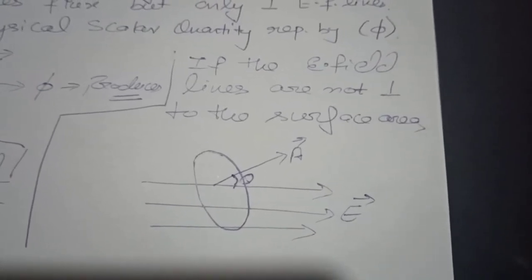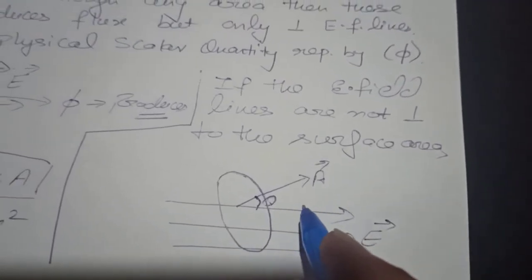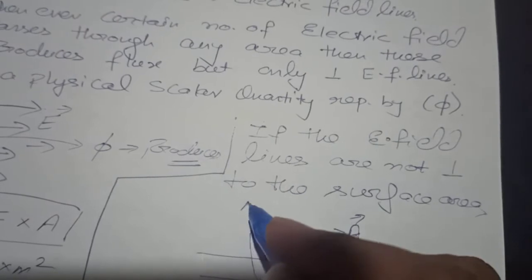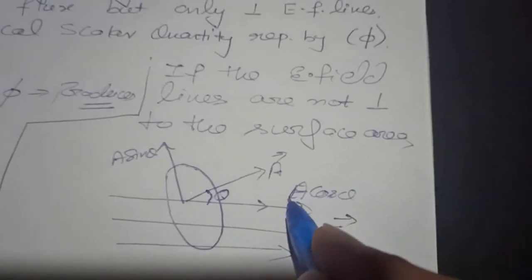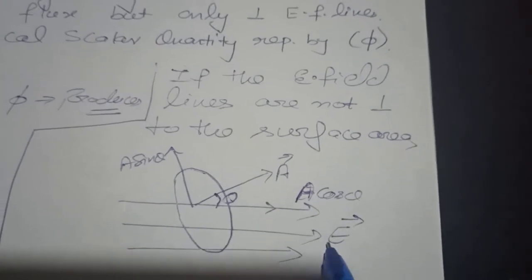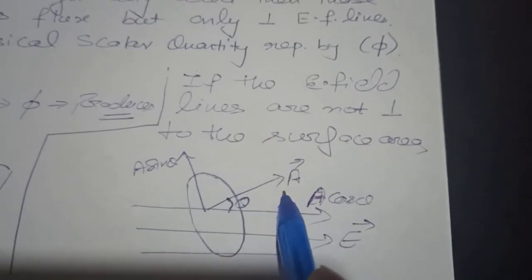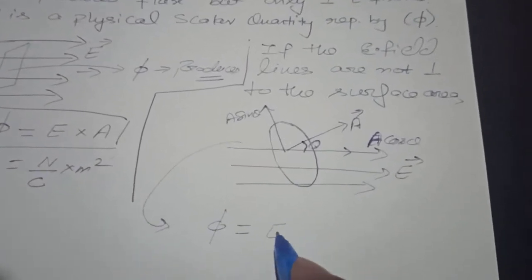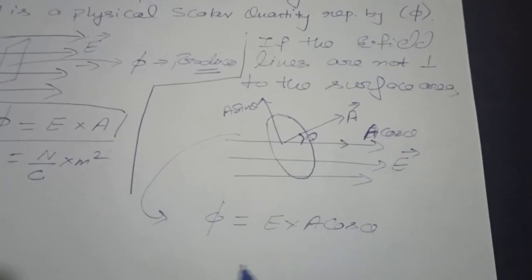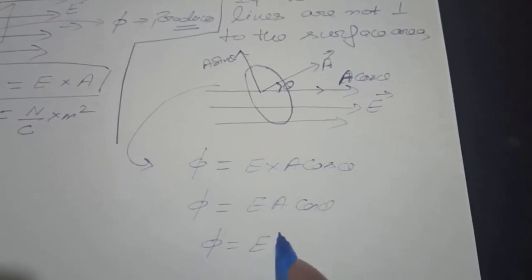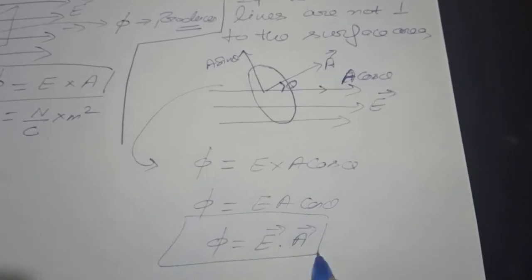So here the area has two components, A cos theta and A sin theta. We can resolve the area into two components, A cos theta and A sin theta, or we can resolve the electric field into E cos theta and E sin theta. So from this diagram, phi is equal to E into A cos theta, and phi is equal to EA cos theta, and phi is equal to E dot A. Cos theta removes, dot product comes.